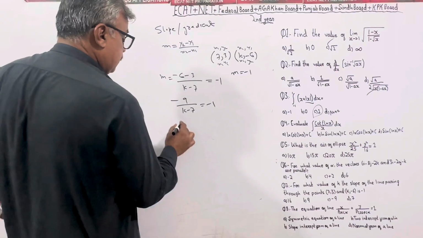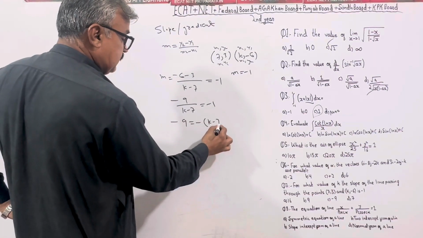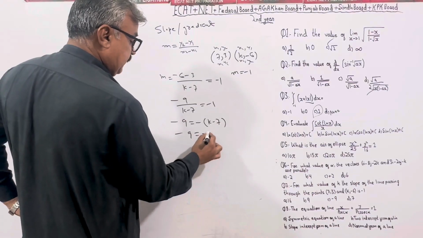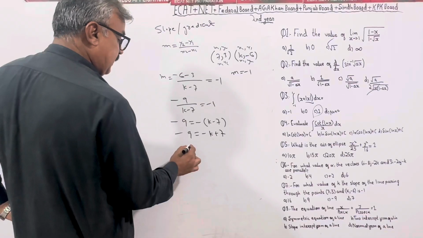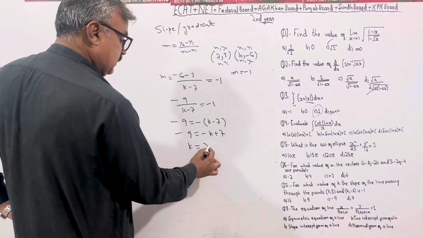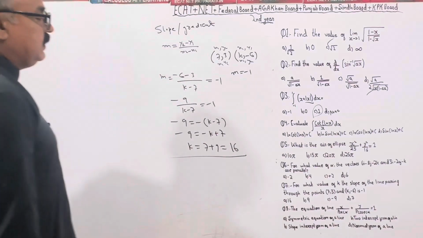Shift k minus 7 to the right hand side in multiplication, it will become minus times k minus 7. Minus 9 is equal to minus k plus 7. K on the left, minus 9 on the right. We have k is equal to 7 plus 9. K is equal to 16.